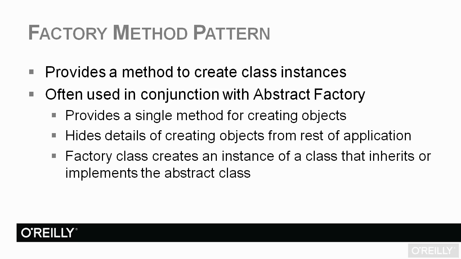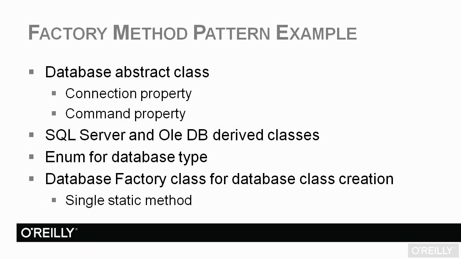So the factory class will create an instance of a class that inherits or implements the abstract class. So as a basic example, we have an abstract factory that has our database abstract class, and it again has a connection property and a command property. And this is the same thing that we talked about in the abstract factory. Then we'll have SQL Server and OLEDB derived classes. We could have Oracle classes or MySQL classes as well. Just more different types of database classes, and they're specific and they actually have implementation, where the abstract class does not have any particular implementation.